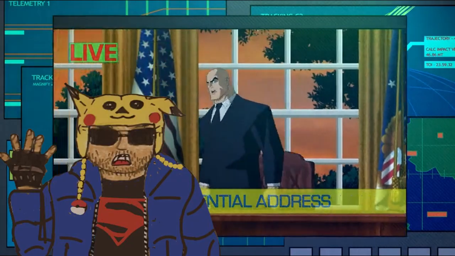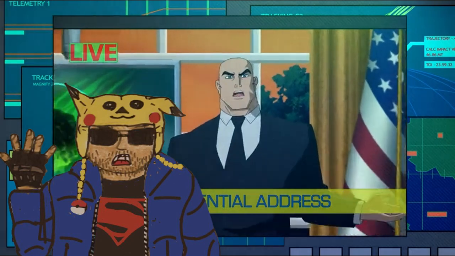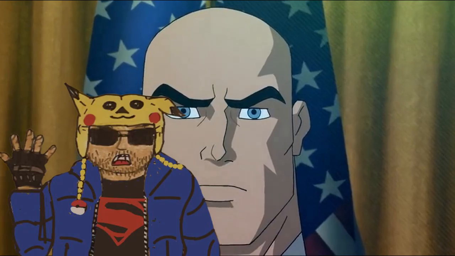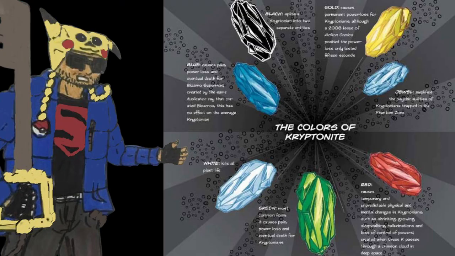Except that instead of that, Luthor tells the American people that the massive kryptonite meteor is affecting Superman's mind, despite being of the green variety instead of the other colors that can actually do that.